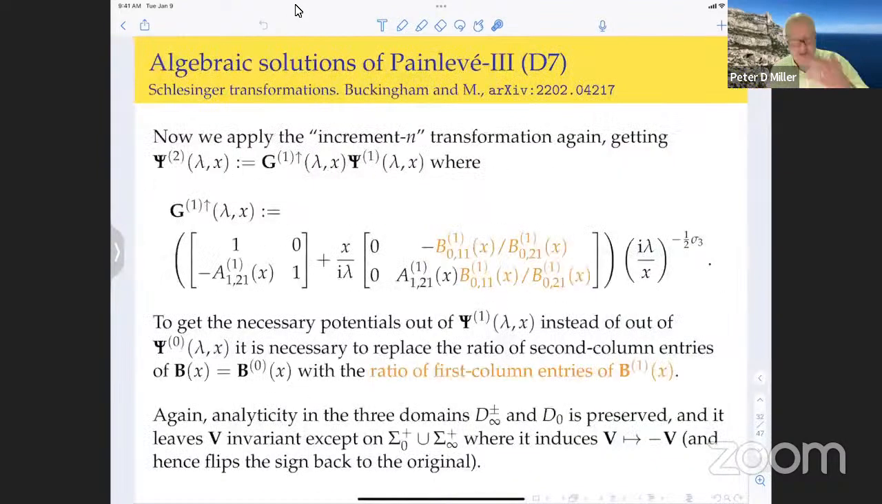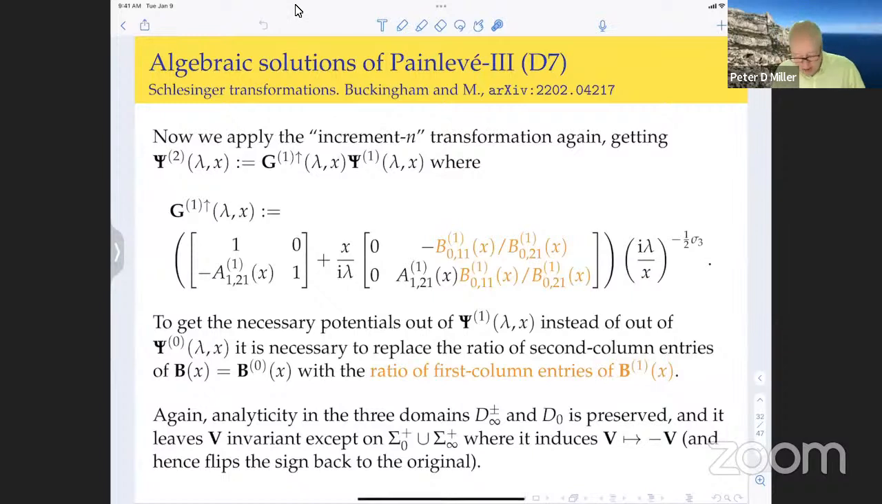Okay, so now we're going to apply that same transformation again to go from 1 to 2, because I have to show you the pattern. So that's this formula here. So it's the same matrix, actually. It's the same transformation matrix. It involves different coefficients. They're coming out of psi 1 now. And significantly, to get the potential that we need to show up in this matrix, now we have to take the ratio of the first column entries of the leading coefficient at 0. That's the consequence of the way we derive the differential equations from the Lax pair. But in any case, to get out these necessary formulas for the potentials, we've got to switch the column for this B1.